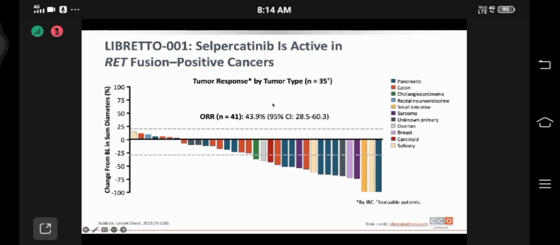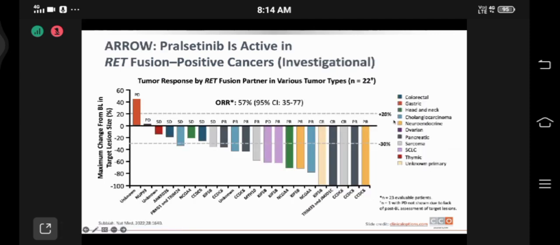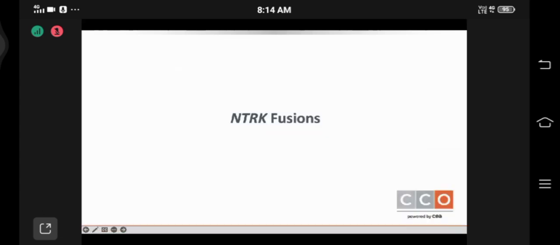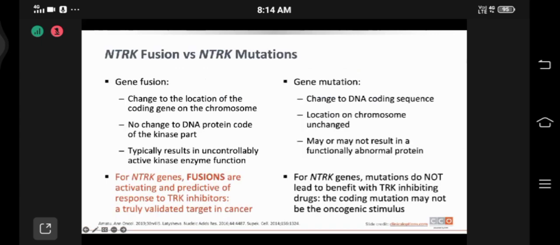This is just to tell us that tumor agnostic or tissue agnostic treatments do work. If you see the response rates, the majority of them have more than 50% response rates, and there are CRs also. So that is the importance of picking up this RET fusion where there are molecules available to get good responses.